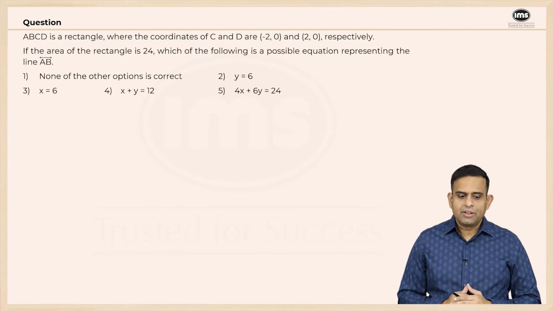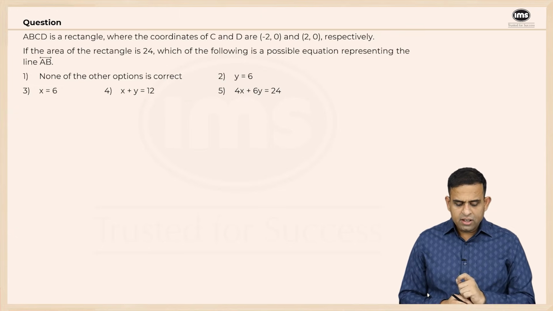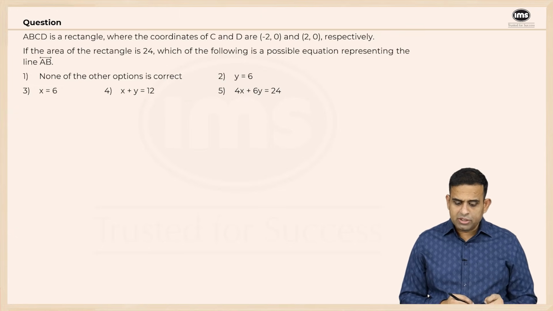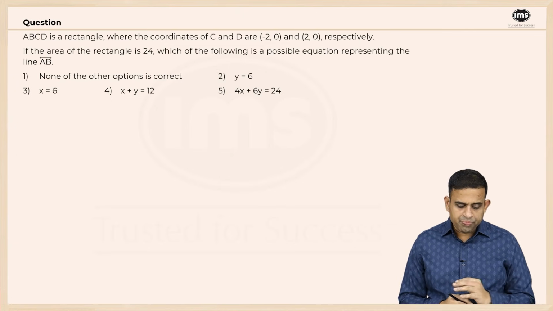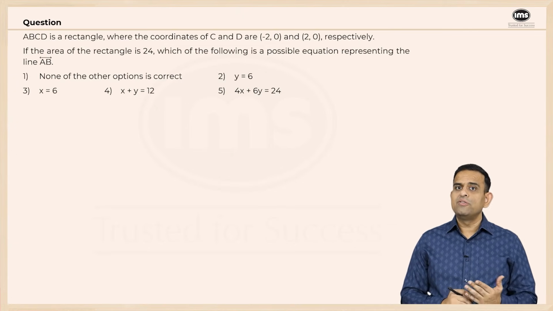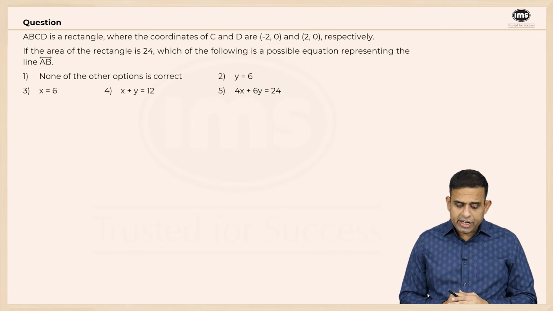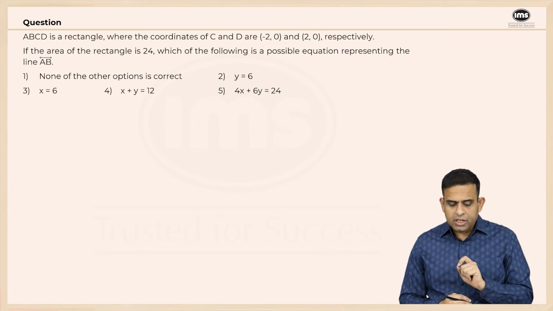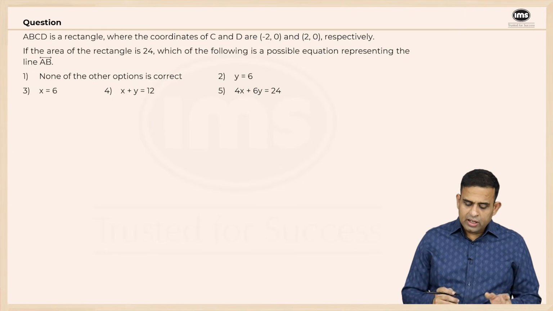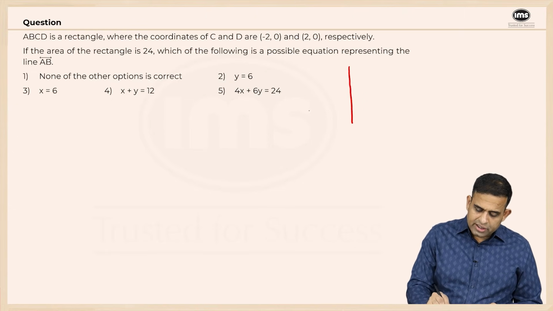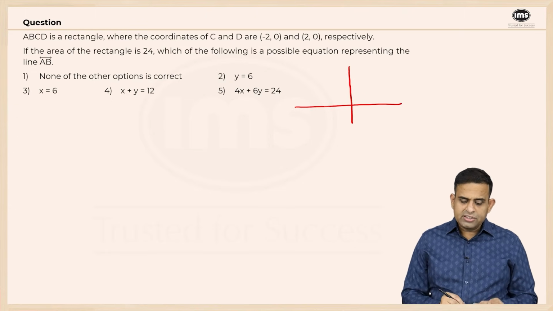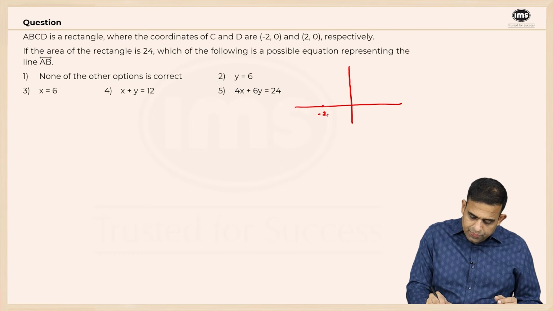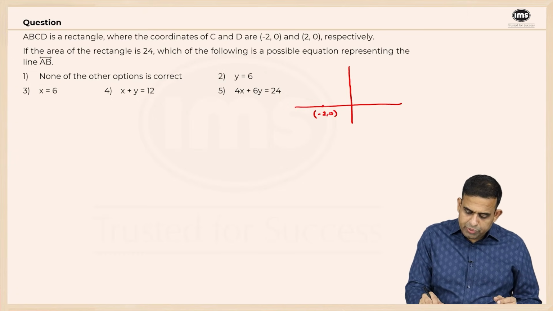In the next sum, it is given that ABCD is a rectangle where the coordinates of the points C and D are known to you as -2, 0 and 2, 0. They have also given to you that the area of the rectangle happens to be equal to 24. Which of the following is a possible equation representing the line AB? Understand, if I draw a rough figure in this particular case, the point C happens to be at -2, 0 and the point D happens to be at 2, 0.